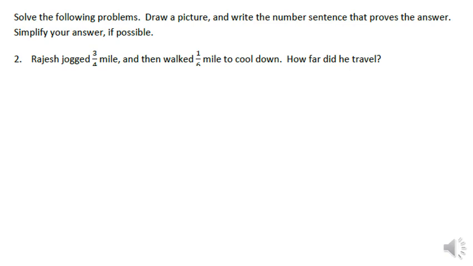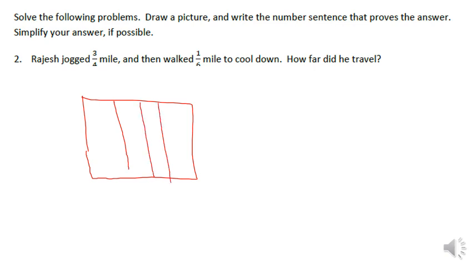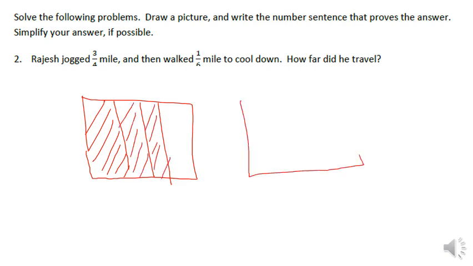Draw a picture, write a number sentence that proves the answer. Simplify your answer if possible. Rajesh jogged 3/4 mile and then walked 1/6 mile to go down. How far did he travel? Well, if we take our model and we're going to split it into quarters, it says that he jogged 3/4. Then it says he walked 1/6.